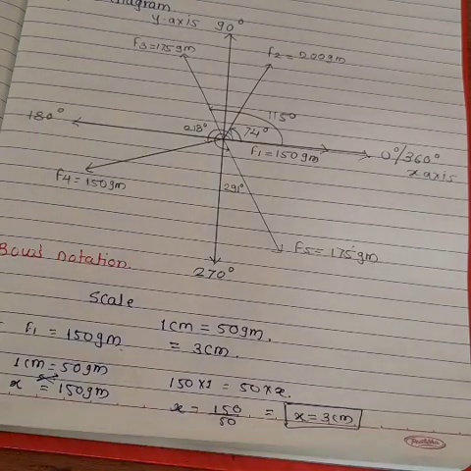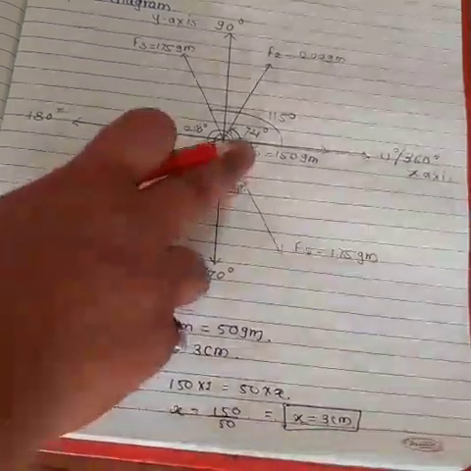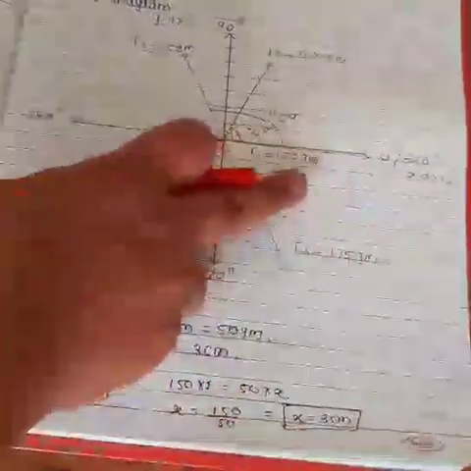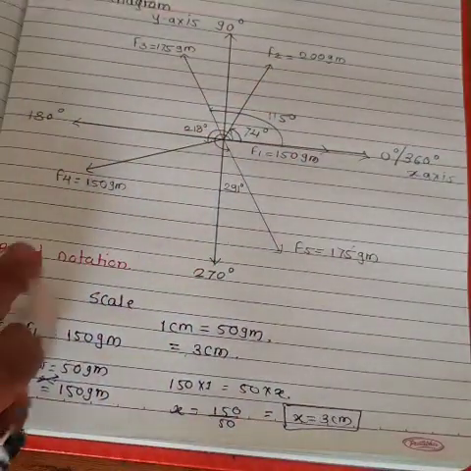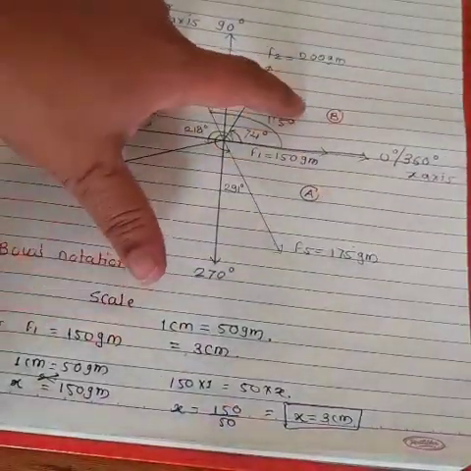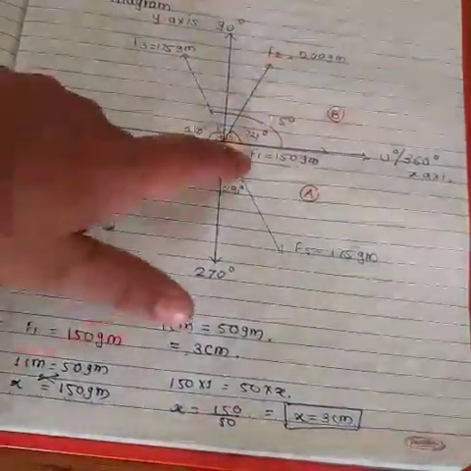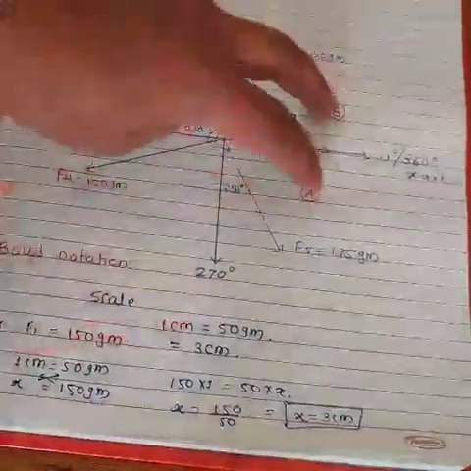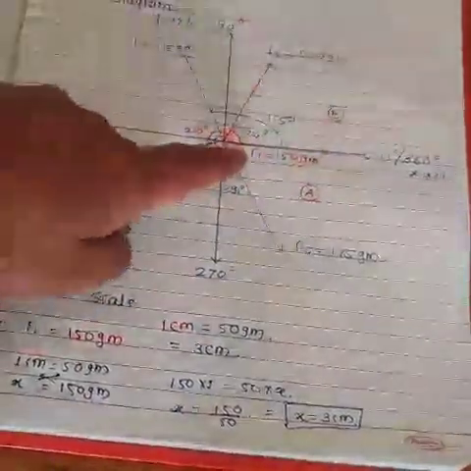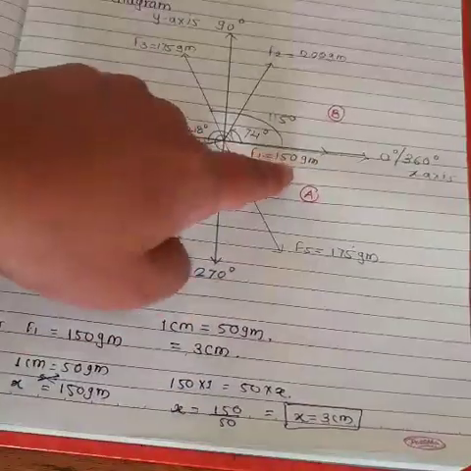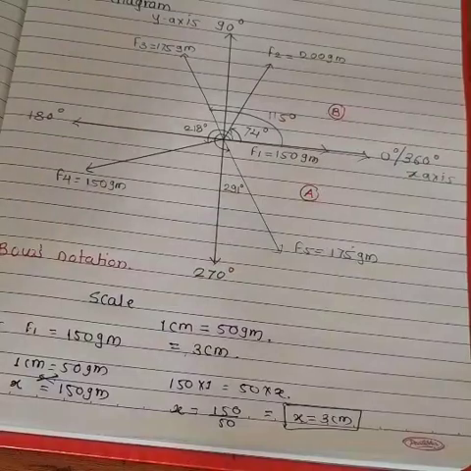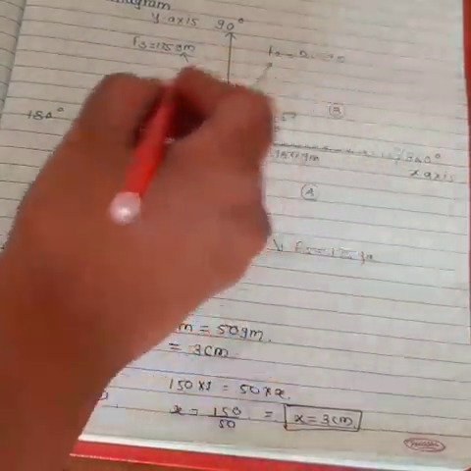Same like, if this force F1 lies on the x-axis, this space is remaining, this space is remaining. Bow's notation is nothing but denoting the spaces with letters. So write here A and write here B. These are the Bow's notation. So we can say that the F1 force lies between the spaces A and B. So we can write the force AB as 150 gram with 0 degree.